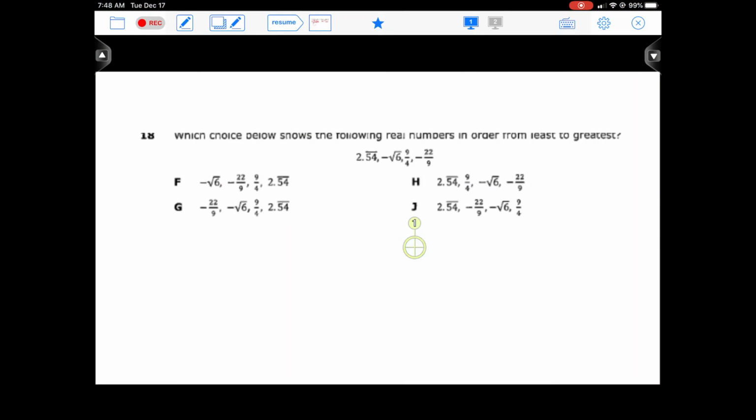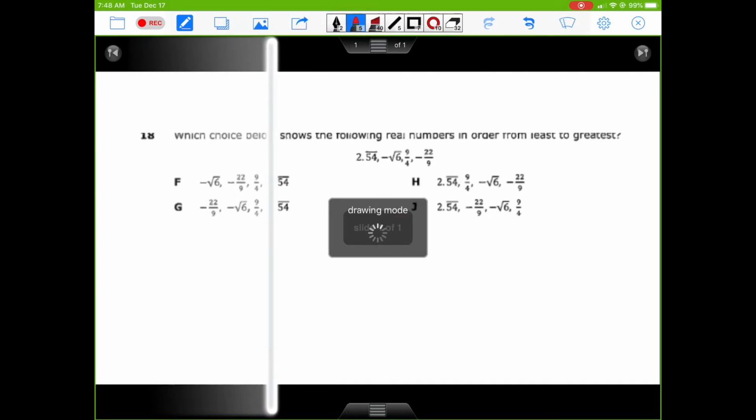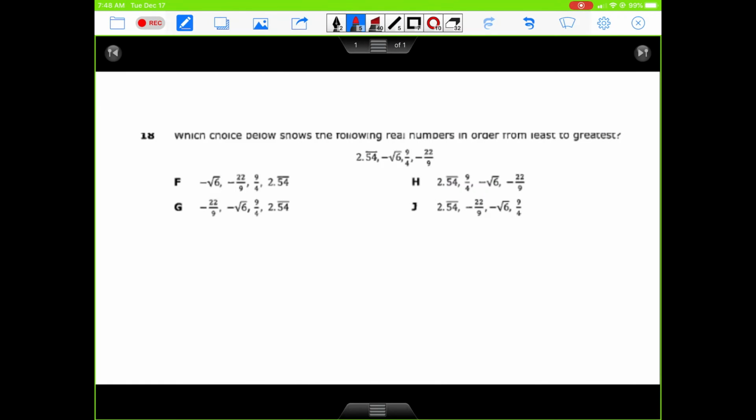So use some logic on your semester exam. If it doesn't make sense, cross it out. Number 18. Which choice below shows the following real numbers in order from least to greatest? So for this one, we're going from least to greatest, which means we're going to start off with a negative number, which eliminates some answer choices for us. It can't be H and it can't be J because those are positive numbers. For this one, we're going from negative to positive.